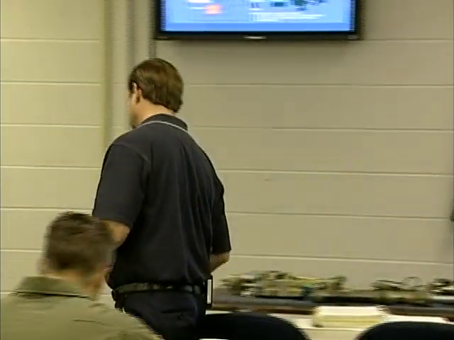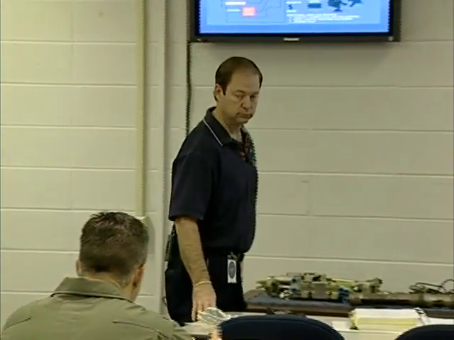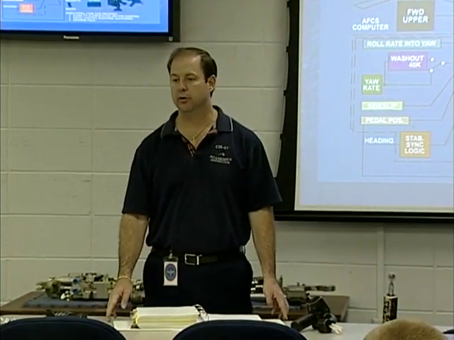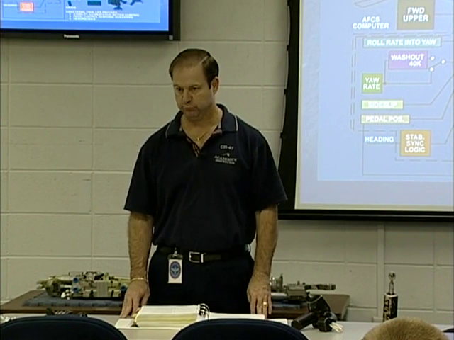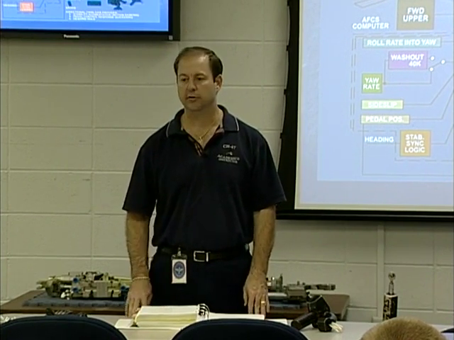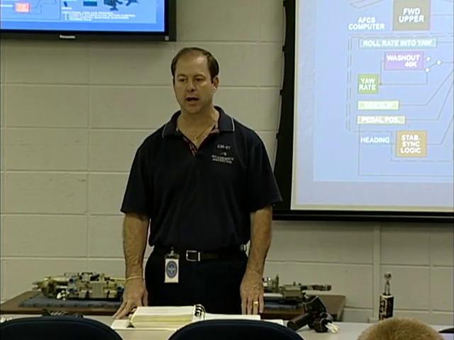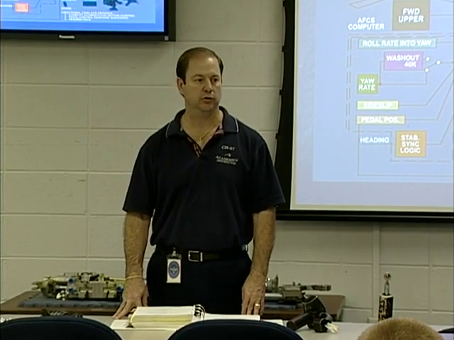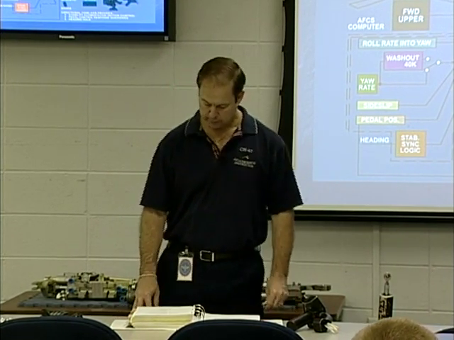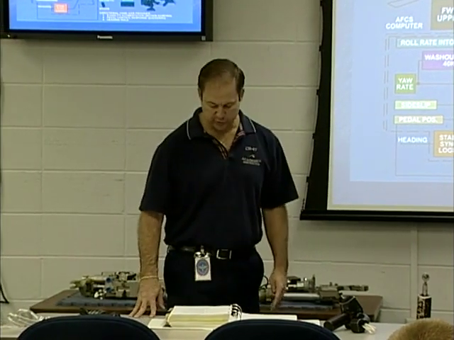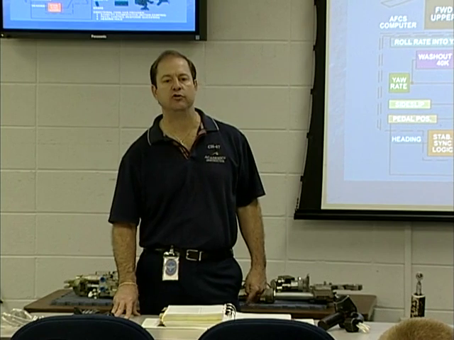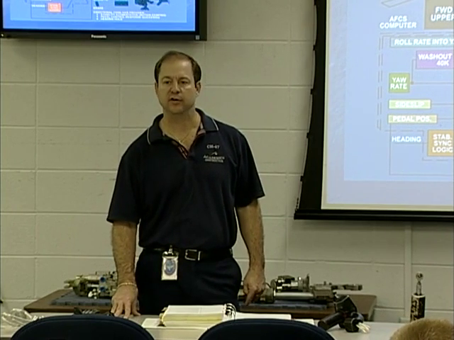What about if you make fine adjustments using the lateral trim? Lateral trim's disabled. Good question. It's actually covered on the next page. Lateral AFCS trim is disengaged. You cannot adjust it laterally using the AFCS trim. Which is the next thing we were getting ready to talk about. These features are disengaged when heading select is engaged.